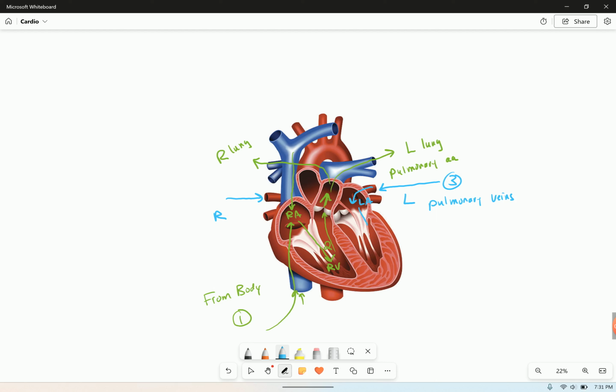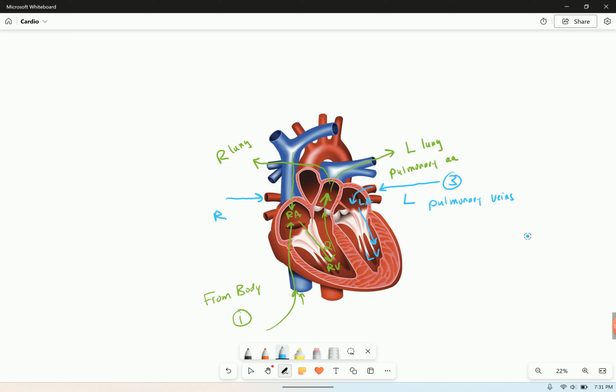Okay, and in step 4, blood is going to spill into the left ventricle, and it has to pass through the AV valve that's on the left side. So that's the mitral valve or bicuspid valve.